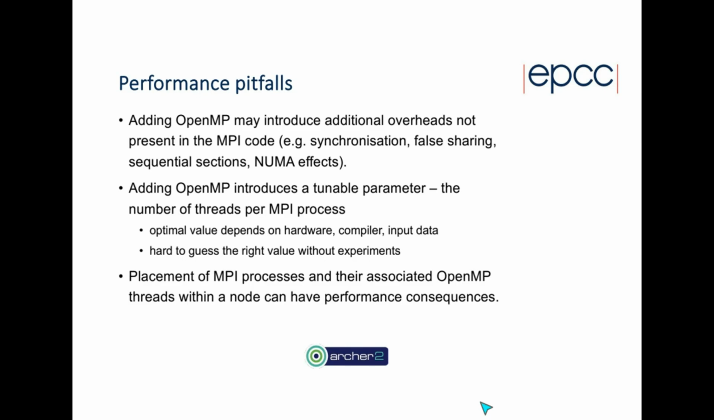So there are several things. Adding OpenMP can introduce additional overheads that aren't present in the MPI code. So things like additional synchronization, things that we talked about in the last session: false sharing, sequential sections, NUMA effects, communication due to NUMA effects, or contention for bandwidth due to NUMA effects, whatever. So there are things, and we'll talk about some of those in a bit more detail.